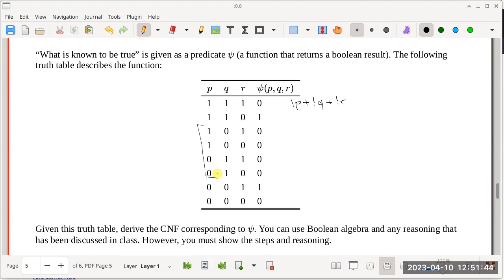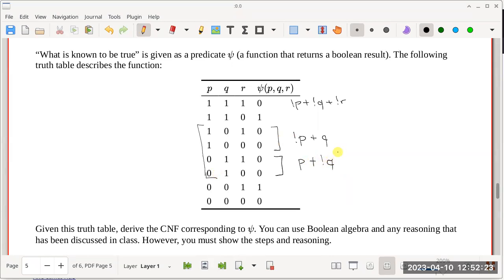So it doesn't seem that whether R is true or false makes a difference. Then you can focus on the other two variables, P and Q. It looks like if at least one of them is true and the other one is false, then the answer is going to be false. So I can now simplify and look at the first two: as long as I negate P and then OR that with Q negated, this is going to be false, but only for these two rows. And then I can look at these two and say, use P as is, but negate Q. That disjunction is false, but only for these two rows.